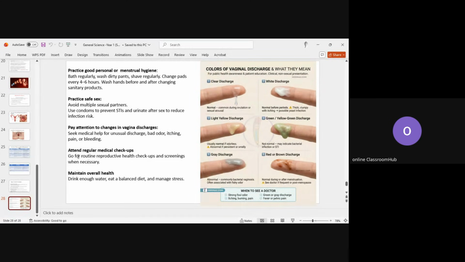And then attend regular medical checkups. When you see this thing, you go. Students, when they say they are doing medical checkups, they are afraid, they don't come. They think they will be tested for pregnancy, so they won't come. When there's a checkup, go. Let them check you. And then maintain overall health. Drink enough water. As a lady, you have to drink a lot of water, eat a balanced diet, and then manage stress.